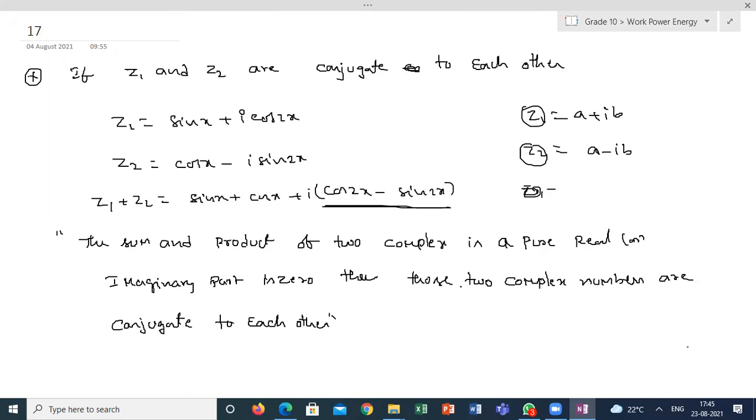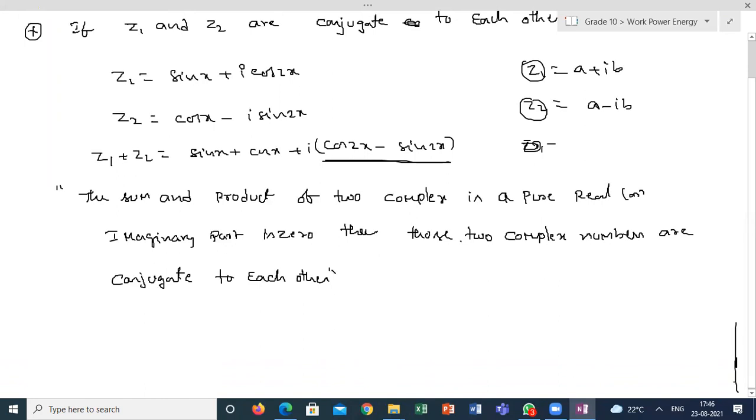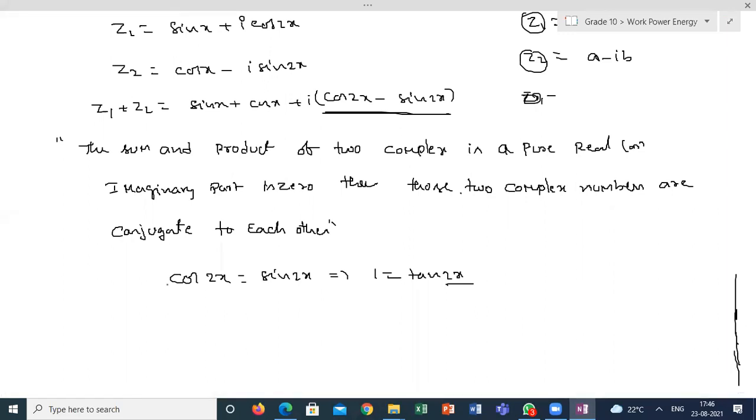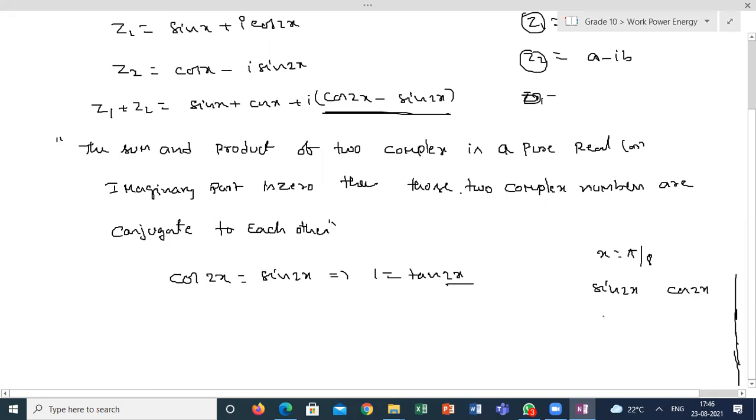Sir, to make it now, cos 2x should be equal to sin 2x, which is not possible, right? Why is it not possible? That is 1 is equal to tan 2x. If 2x is pi by 4, then it is possible only, no? X is equal to pi by 8. If you take x is equal to pi by 8, then my sin 2x and cos 2x both are coming as 1 by root 2 only, no?